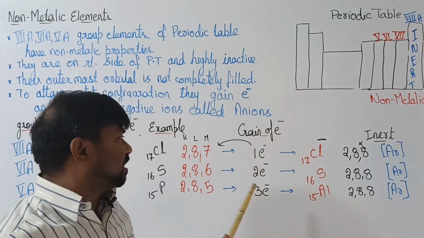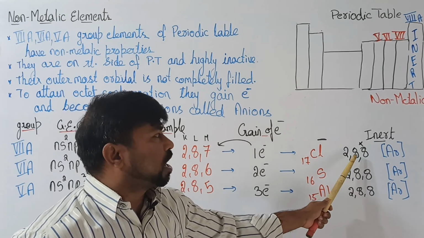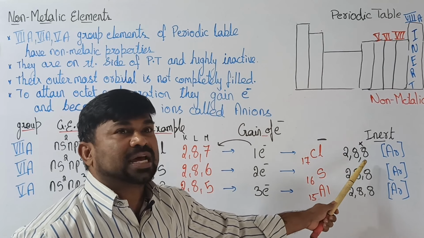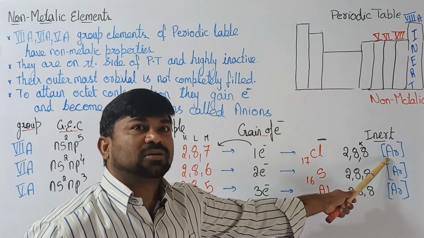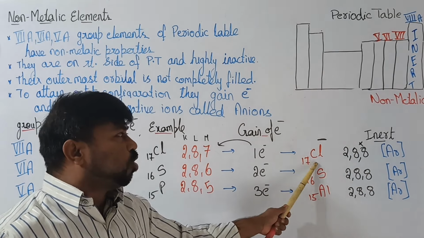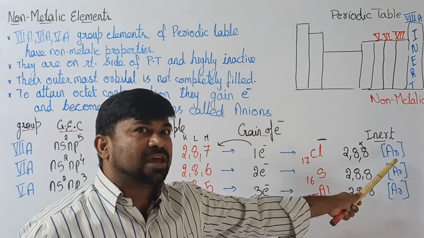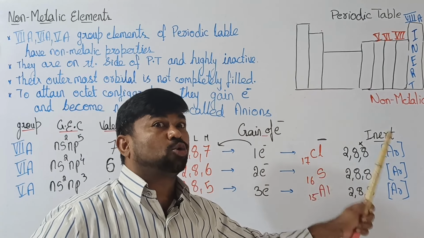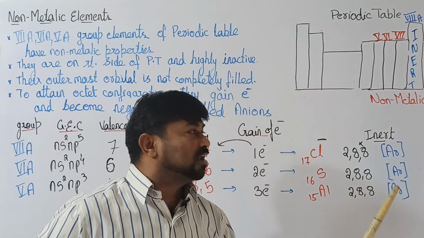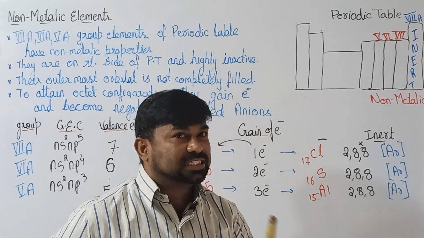So the outermost orbit has 8. It is 2, 8, 8, which is 18 electrons. The nearest inert gas to that is argon. So the chlorine uni-negative ion, Cl minus, behaves like the nearby inert gas argon, which has the outermost orbital completely filled with 8. Of course, the atomic number of argon is 18.